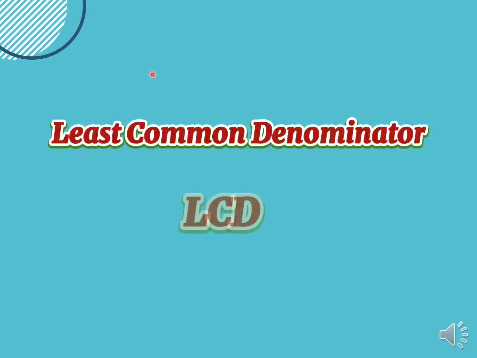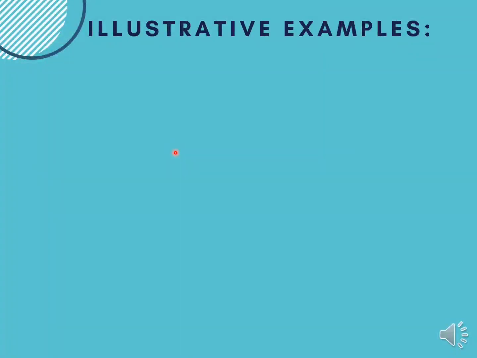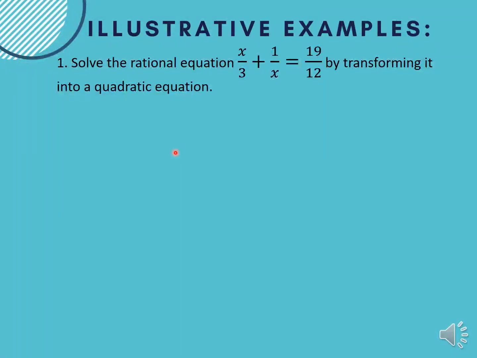And this is made possible by using the least common denominator of all rational expressions in the equation. Kaya po, nirecall natin how to find the LCD. Let us have this illustrative example. Number 1. Solve the rational equation x over 3 plus 1 over x is equal to 19 over 12 by transforming it into a quadratic equation. From rational equation, ito transform natin into quadratic equation wherein there is no denominator.